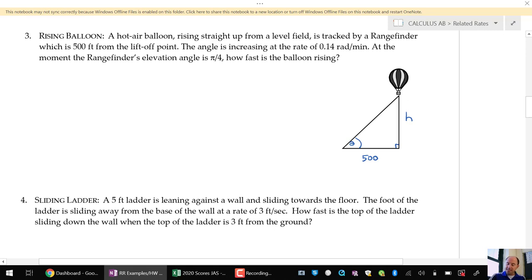The angle is increasing at a rate of 0.14 radians per minute. So if I call that angle theta, d theta/dt, the rate of change of theta, the angle with respect to time, is 0.14 radians per minute. There's my known rate. What's the unknown rate? How fast is the balloon rising? So that would be dh/dt. What is the value of dh/dt?